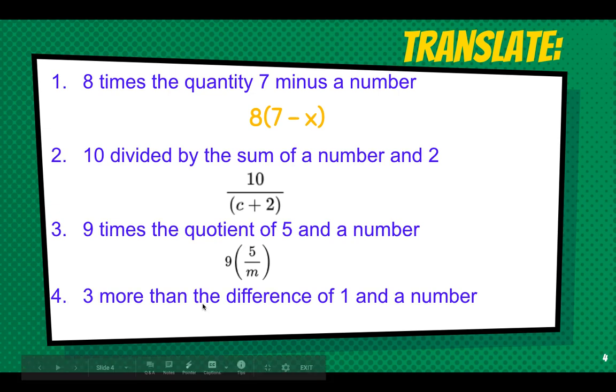Again, because I have the difference, I want that in parentheses. So I'm going to have my 1 and a number, and then I'm going to add 3 at the end because of the word than. So we have 3 more than something that's going to come at the end. So here's my difference of 1 and a number, and then my plus 3 at the end.